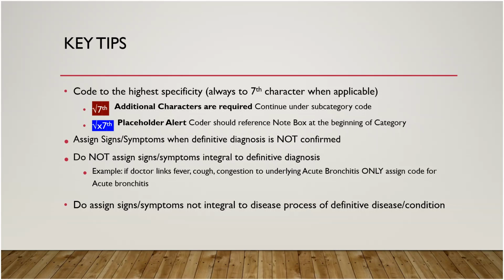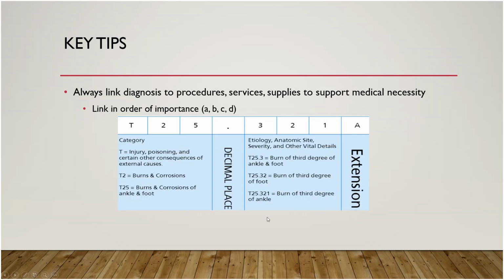And then another thing that wasn't as specific when they were discussing our testing for the CMRS was the way in which we sequence our diagnosis. You want to make sure you sequence the most severe or the acute reason for presenting to the visit. So we're going to use these diagnoses to link to procedures, services, supplies that support medical necessity. And you link in order of importance. So it says A, B, C, D.